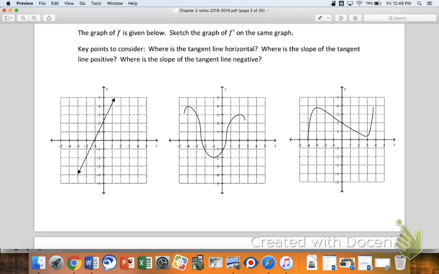What we're going to do here is, there are 3 different graphs, so this is 3 different questions. We are going to look at the graphs of f, as you see there below, and we are going to sketch the graph of f prime right on top of it. So let's keep in mind a couple of things. What does f prime describe in regard to the graph of f? Describes its slope. Yes, describes its slope.